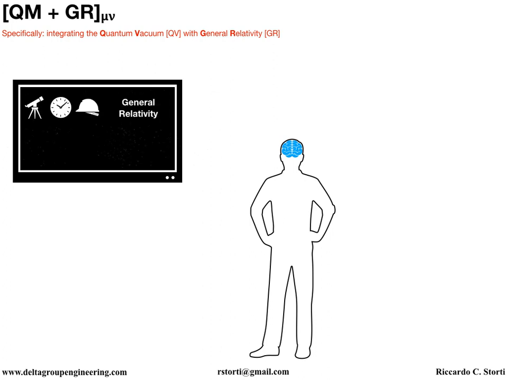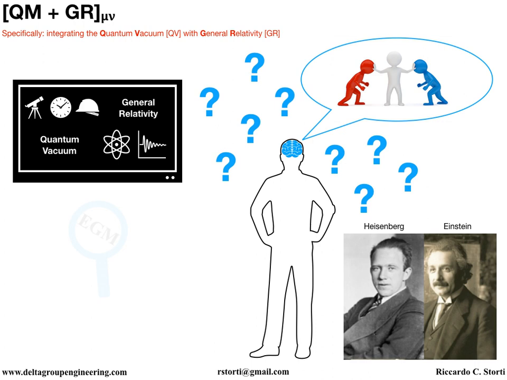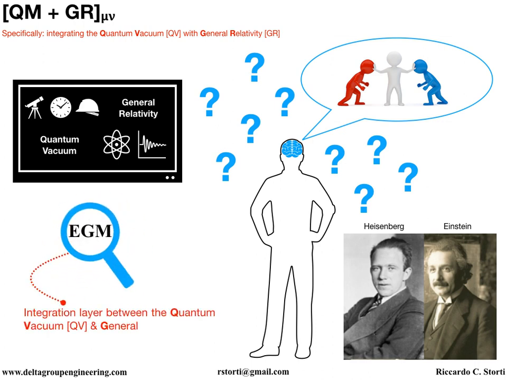For many decades, legions of scientists have attempted to reconcile the quantum mechanics of Heisenberg with the general relativity of Einstein. However, to date, no attempted solution is widely accepted as having achieved reconciliation. In this episode, we utilize the electrogravity-magnetic construct to integrate quantum mechanics with general relativity, or more precisely, we integrate the quantum vacuum with general relativity.